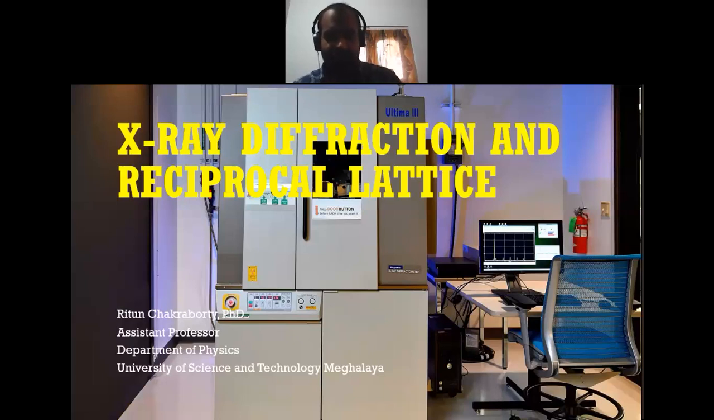In the background of this slide, you can see an instrument. This instrument is an X-ray diffractometer. You can see the name written here: Rigaku X-ray diffractometer. Rigaku is a company which builds such X-ray diffraction equipment. There is a desktop monitor here, and on it you can see several peaks. These peaks correspond to various crystallographic planes of a given solid sample or crystalline material.